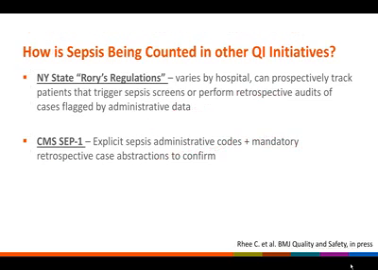So we've seen some of the issues with how sepsis is counted in administrative and death certificate data, but how is it being counted in various quality improvement initiatives? In New York State's Rory's Regulations, the methods for counting sepsis vary by hospital. They have the option to prospectively track patients that trigger a sepsis screen or to perform retrospective audits of cases flagged by administrative data. In CMS SEP-1, cases are identified by the explicit sepsis administrative codes, and the chart is reviewed to confirm cases.